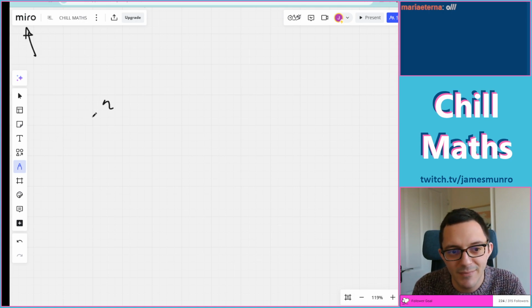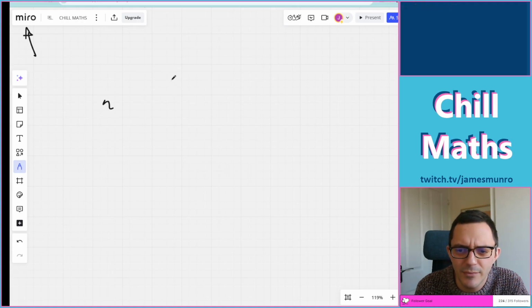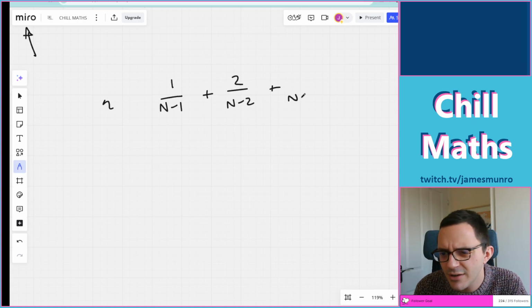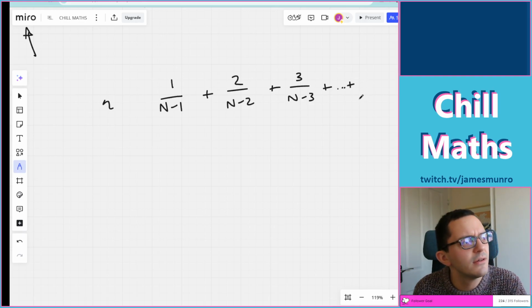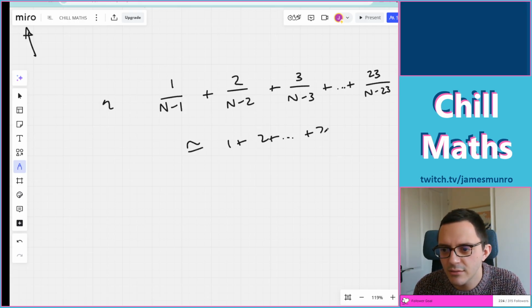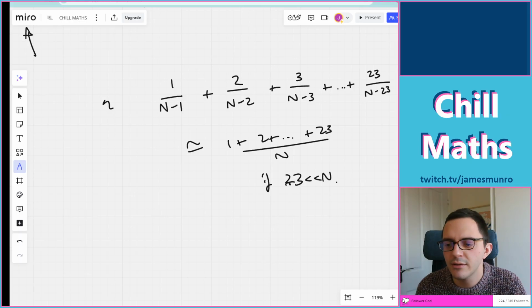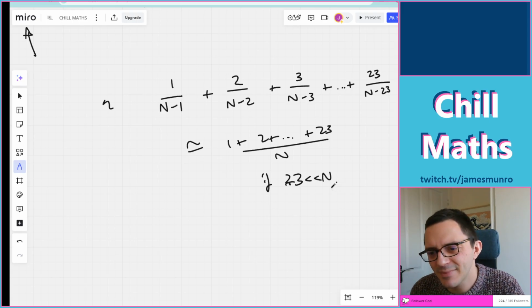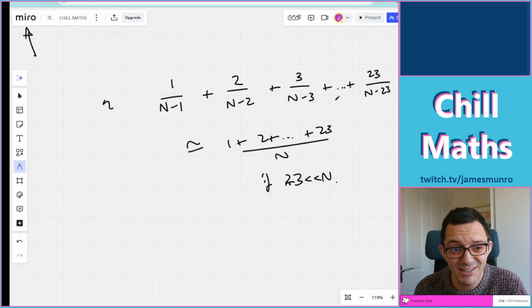Right, okay. I've completely forgotten what I was doing. Oh yes, I had fractions like this, and I was wondering, is there some sort of partial fractions trick or some way to add these together? The obvious one is to just say that, if I'm adding up like 23 of them, and we think that 23 is much less than n, then you can just add them together by pretending the denominators are the same.